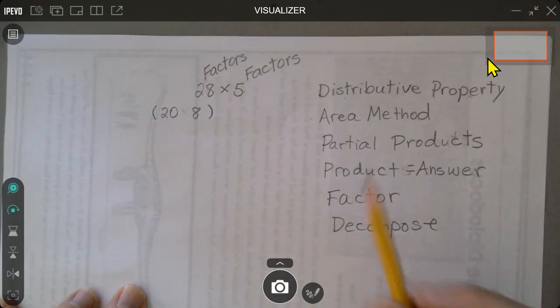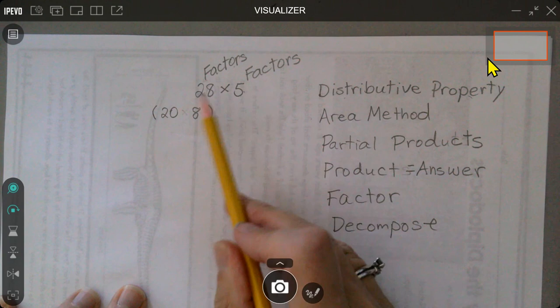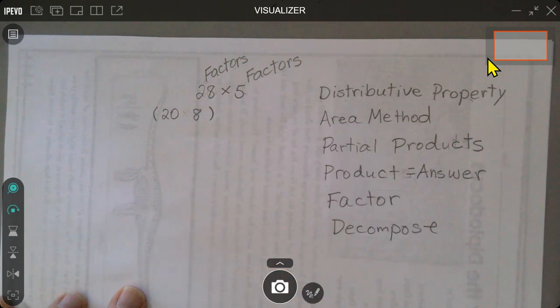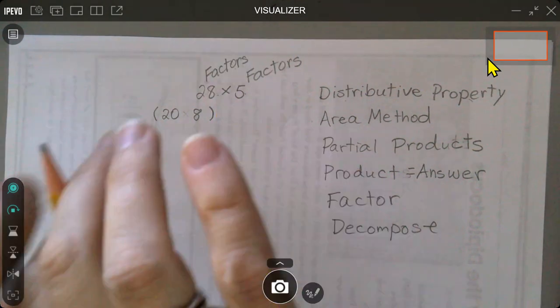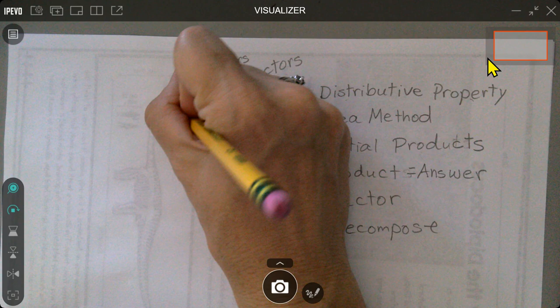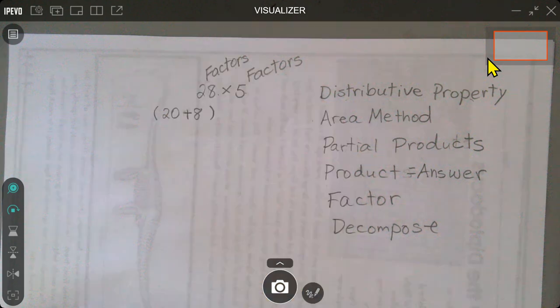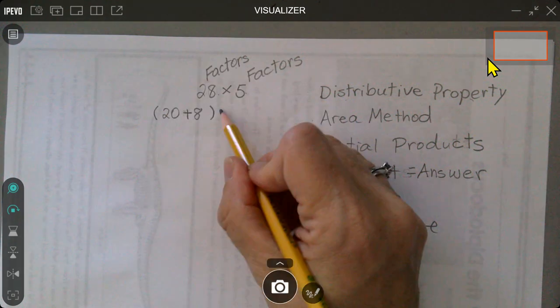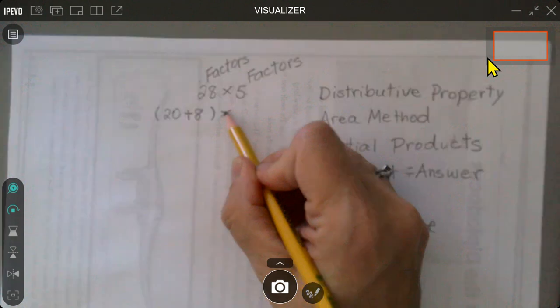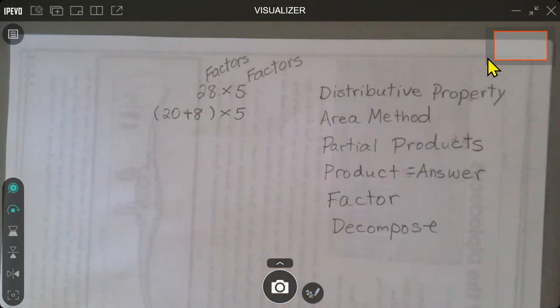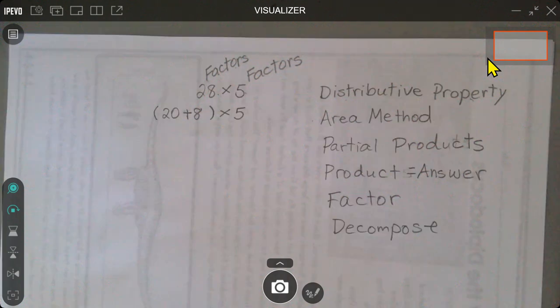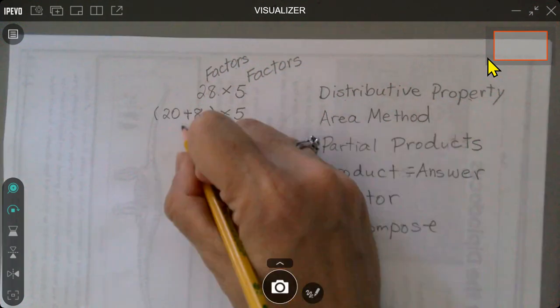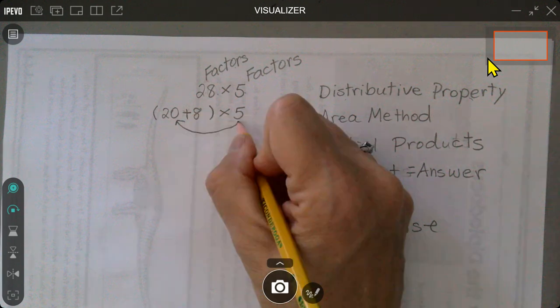So first thing we're going to do is split up, or decompose, whatever our biggest factor is into smaller parts that we can use. So 28, we're going to break that apart into 20 and 8. Then we still show that multiplication, that we're going to multiply each of those parts by 5. Now in my class, next we make our arrows. We say, ooh, we're going to do 20 times 5, and we're going to do 8 times 5.